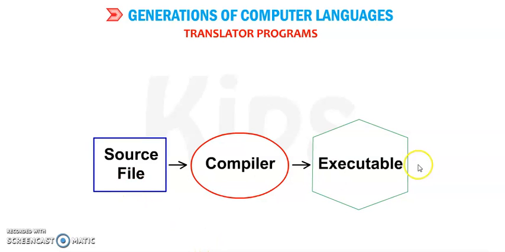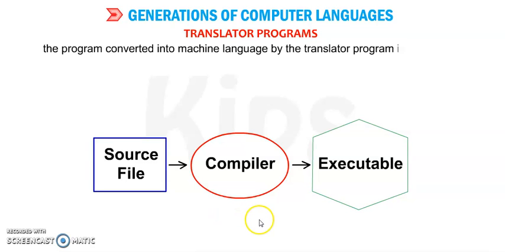Okay, you can see with this diagram, the source file is changed by the compiler into an executable file. The program converted into machine language by the translator program is called the object program or object code.